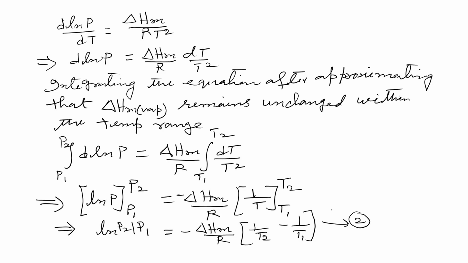Now, if I consider that pressure P1 is 1 atmosphere, when you know that boiling point is the temperature where atmospheric pressure is equal to the vapor pressure, then 1 atmosphere means this T1 will be the normal boiling point of the liquid. Okay, I'll write in the next slide.